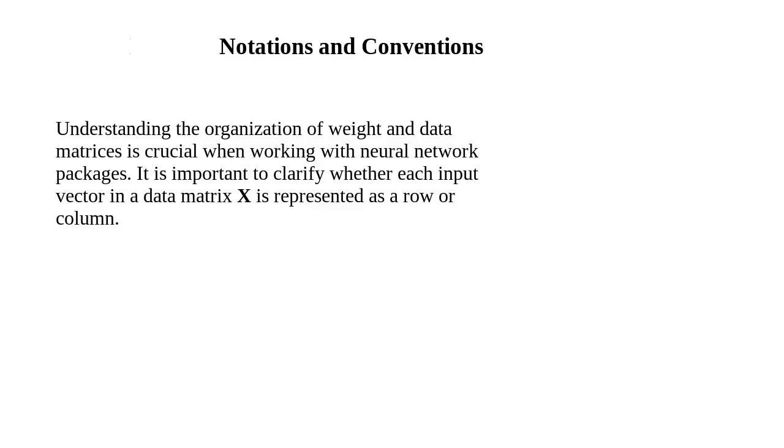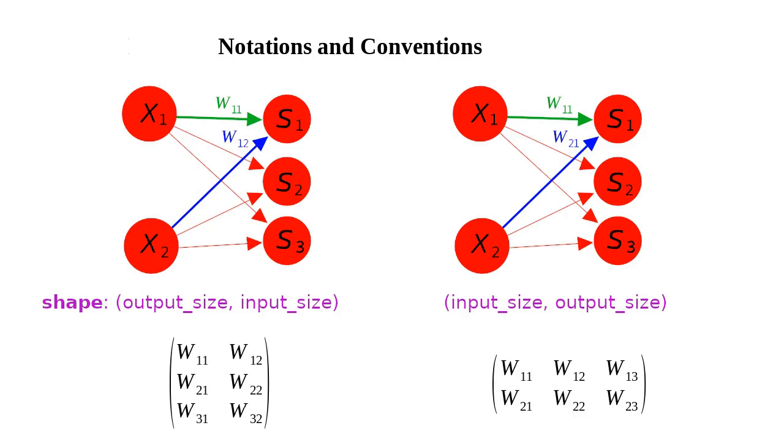Understanding the organization of weight and data matrices is crucial when working with neural network packages. It is important to clarify whether each input vector in a data matrix X is represented as a row or column. Similarly, it is important to define how the weight matrix is structured.